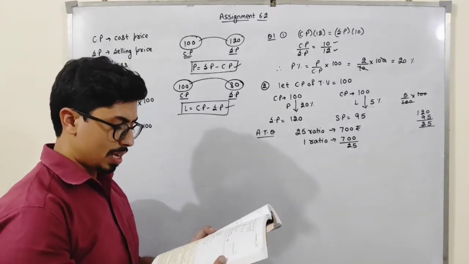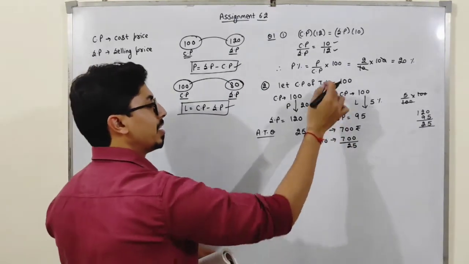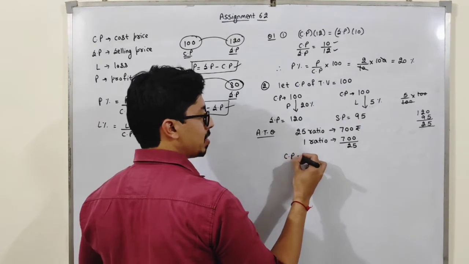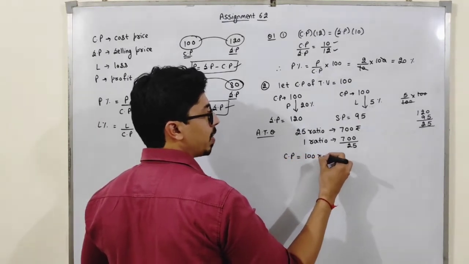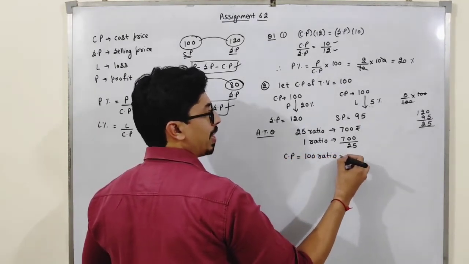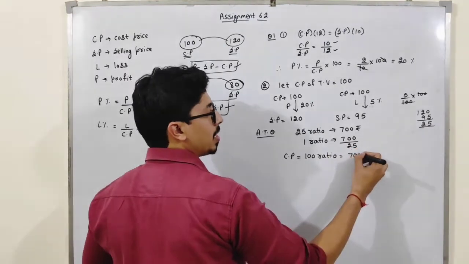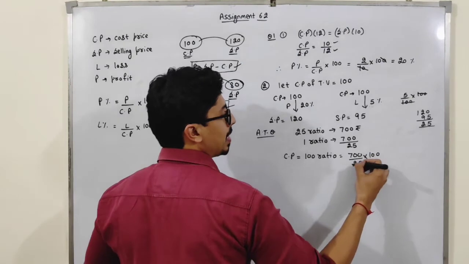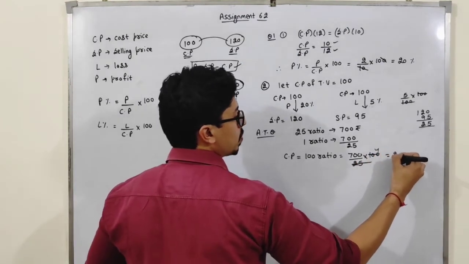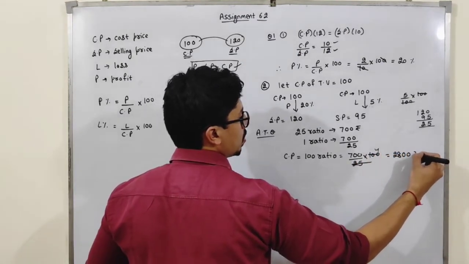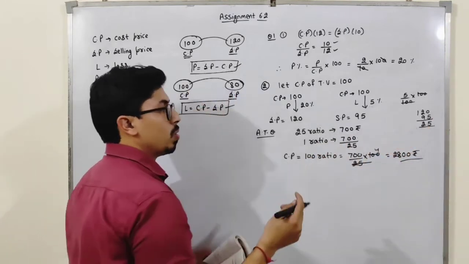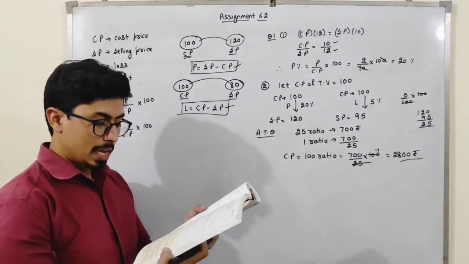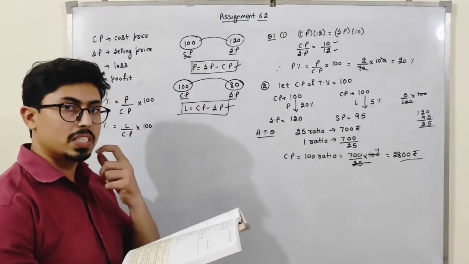What we have to find out is the cost price. The cost price is 100 ratio. So CP equals 100 ratio that I have to find out. If one ratio is this, 100 ratio will be, just multiply this by 100. So it will be 4, and the amount is 2,800 rupees. So part B is my required answer.